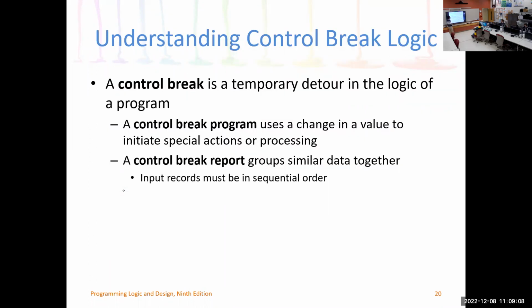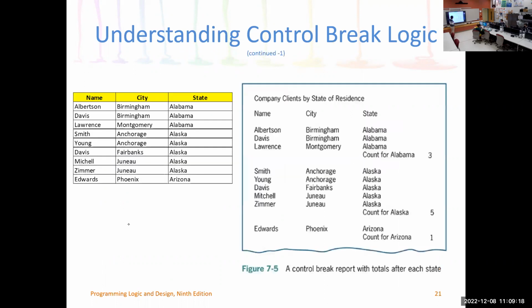Another application is the control break logic. See the control break logic. The first thing when you work with the control break logic, you have to remember that the data is already sorted in sequential order. It can be ascending or descending, it doesn't matter, but the first thing is they must already be sorted in order. If you look at the database here, you have the name, the city, and the state. They are already sorted in alphabetical order.